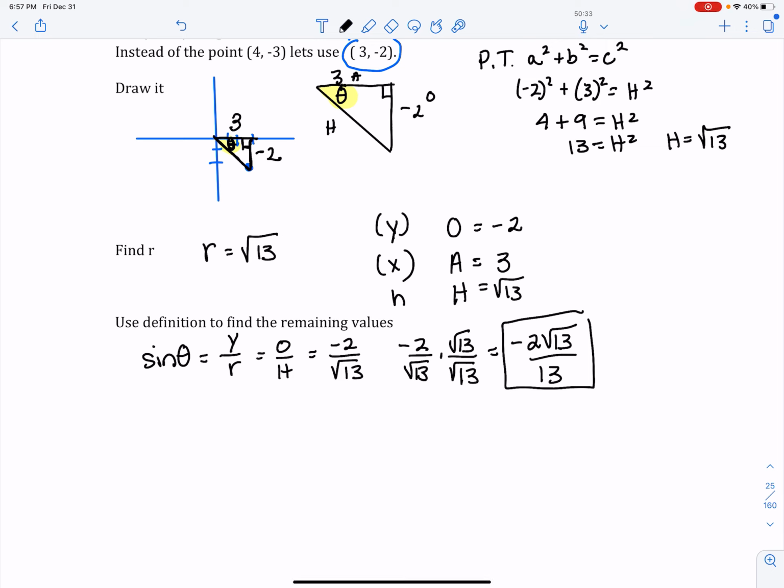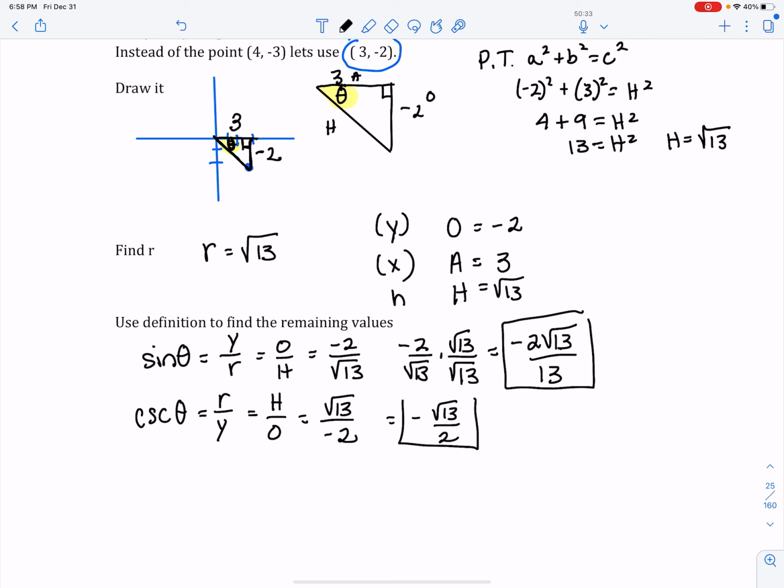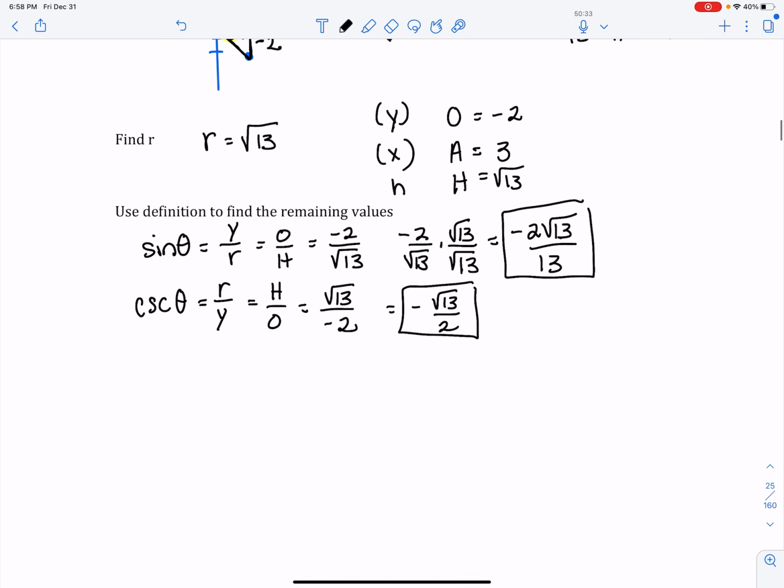If I get the reciprocal of sine, remember the reciprocal of sine is cosecant. So by definition, it's r over y, or h over o. So if I flip this over, I get the square root of 13 over -2. So I can write this out as negative radical 13 over 2, and the second one's done.